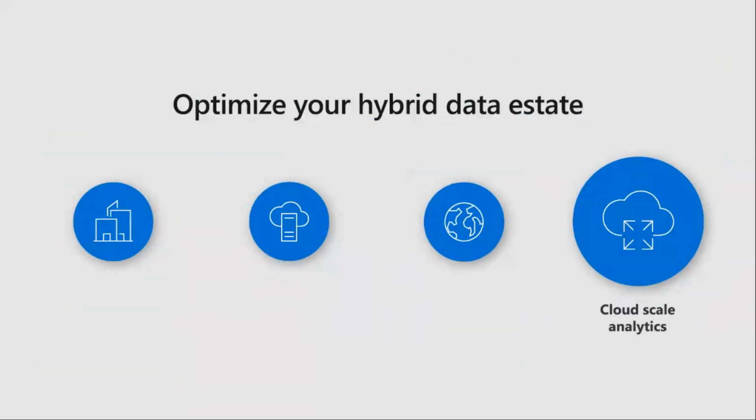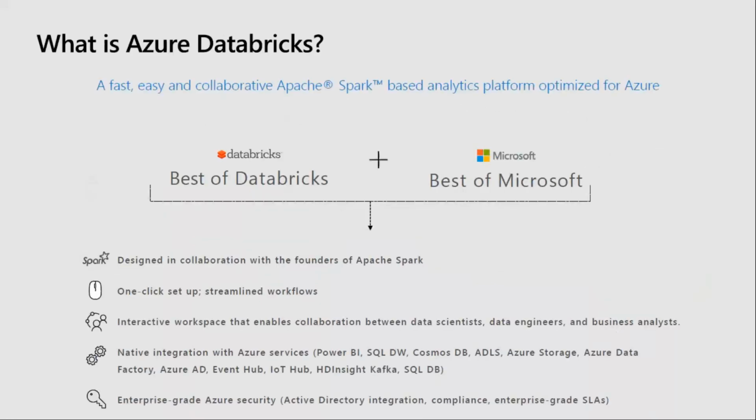Then we come to how to optimize the hybrid data estate, if you have some requirement for IoT edge or IoT scenarios, and what you can do. Before that, we have Azure Databricks, which is the fast, easy, and collaborative Apache Spark based analytical platform optimized for Azure.